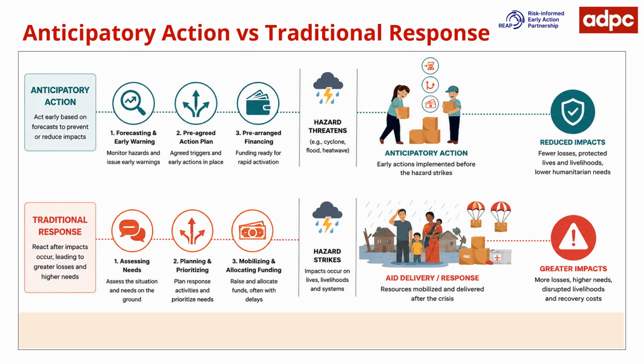It follows 3 steps: assessing needs, evaluating the situation and needs on the ground, planning and prioritizing, planning response activities, and mobilizing and allocating funding, often with delays. When the hazard strikes and impacts occur on lives, livelihoods, and systems, aid delivery in response follows, with resources mobilized and delivered after the crisis, leading to greater impacts, more losses, higher needs, disrupted livelihoods, and recovery costs.